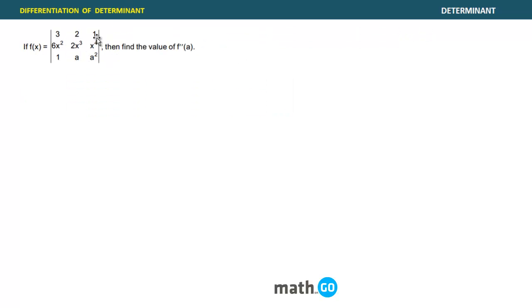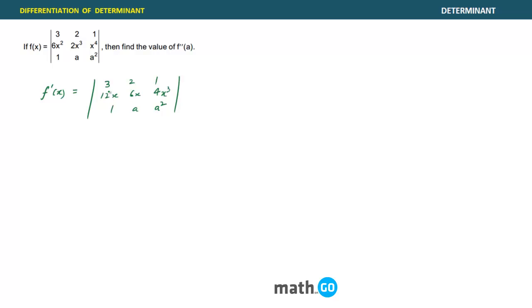So for example, this is the question and you want to find the value of f double dash a. So let's first figure out what is f dash x, that is the first derivative. As you can see here, the x is only in the second row. So you just need to differentiate the second row, forget about all the other elements. This is what makes the question simpler for you. 6x and 4x cube, this is 1a square.